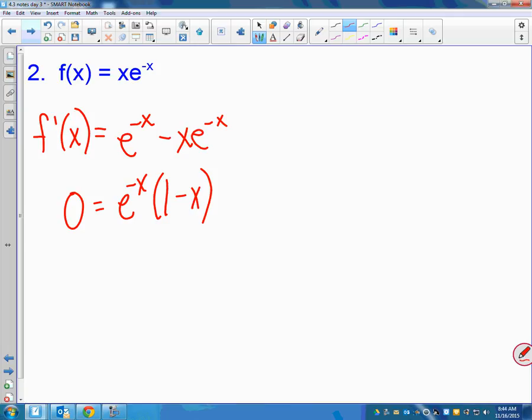And is e to the anything ever going to equal 0? E to the negative x flips it over now, but it still has that horizontal asymptote. So e to the negative x is not equal to 0. Just x equals 1 is our critical point. Questions on how I got that? So honestly, would I do the second derivative test on this problem? I wouldn't, because there's only one critical point. It's not going to be that hard to check on either side of it.